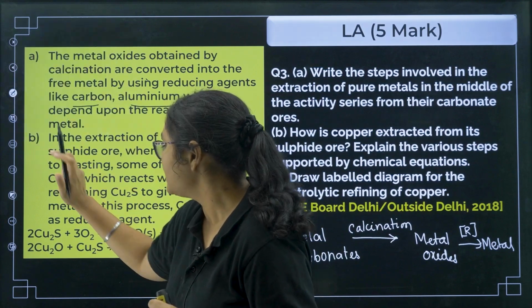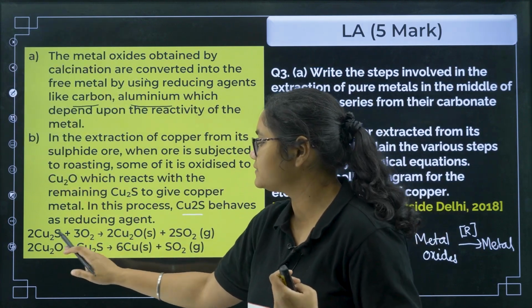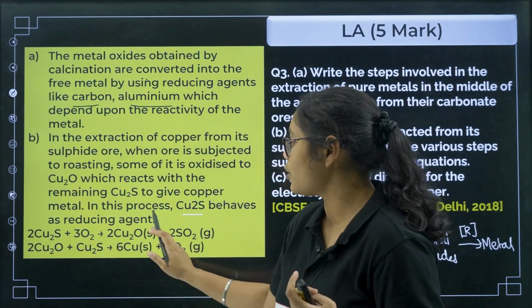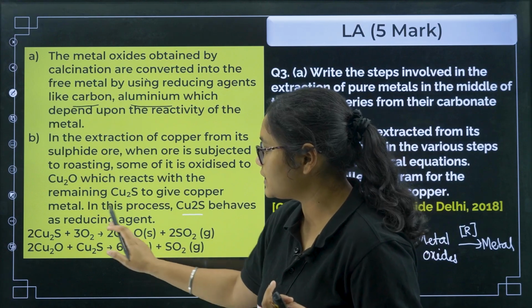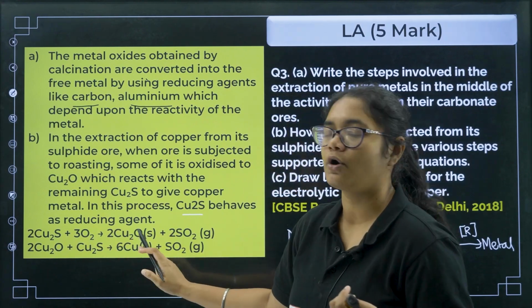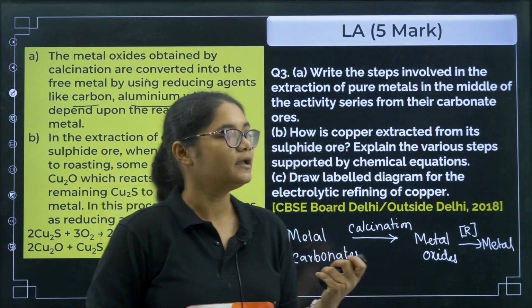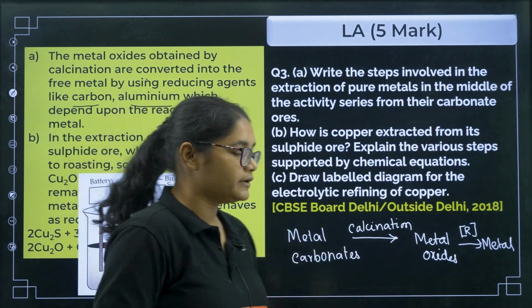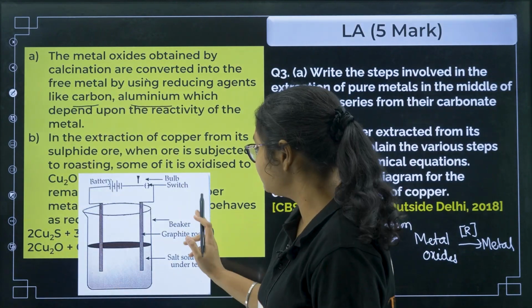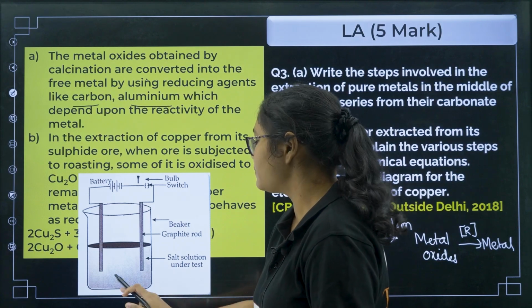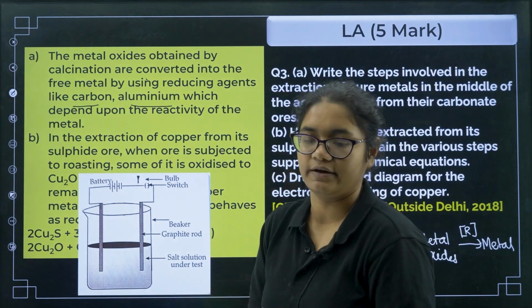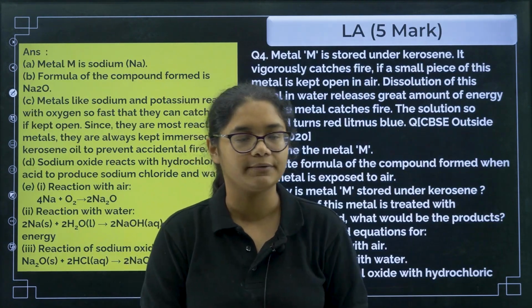This is very important, so you have already seen this question. Copper sulfide reacts with oxygen to give you copper oxide. Now this copper oxide again reacts with copper sulfide to give you copper. Now this copper should be purified by electrolytic refining. Next you have to draw the diagram. You can see this diagram. So there are copper ions here and it will undergo this reaction. With the diagram you need to show it.